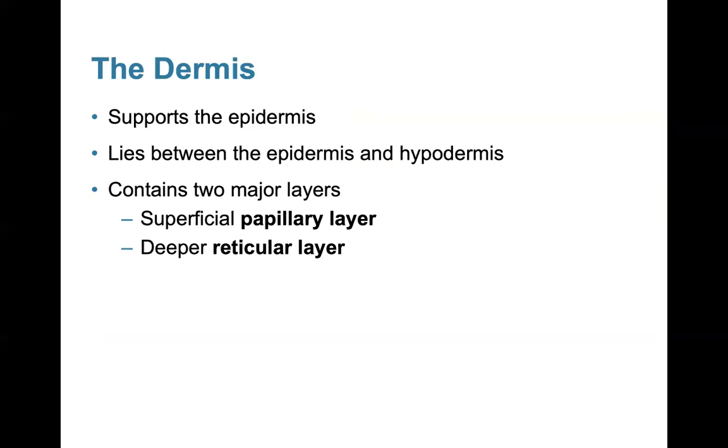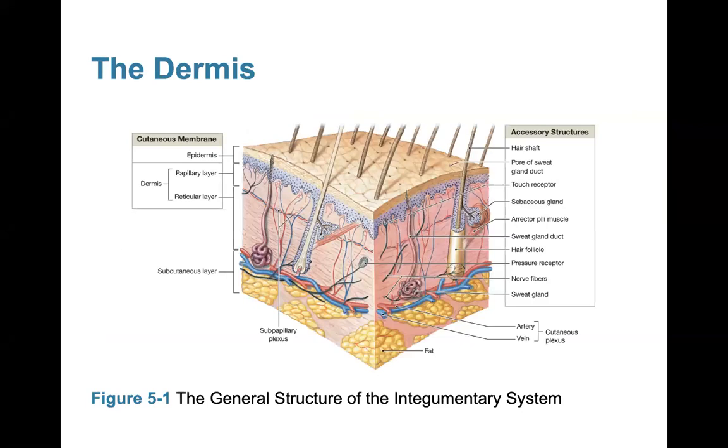Okay, so now we're going to talk about the dermis. This supports the epidermis. It lies between the epidermis and the hypodermis, and it contains 2 major layers, the papillary layer and the reticular layer. Here we can see the papillary layer. This is the layer that's closest to the epidermis, and then we have the reticular layer, which is going to compose the rest of the dermis.